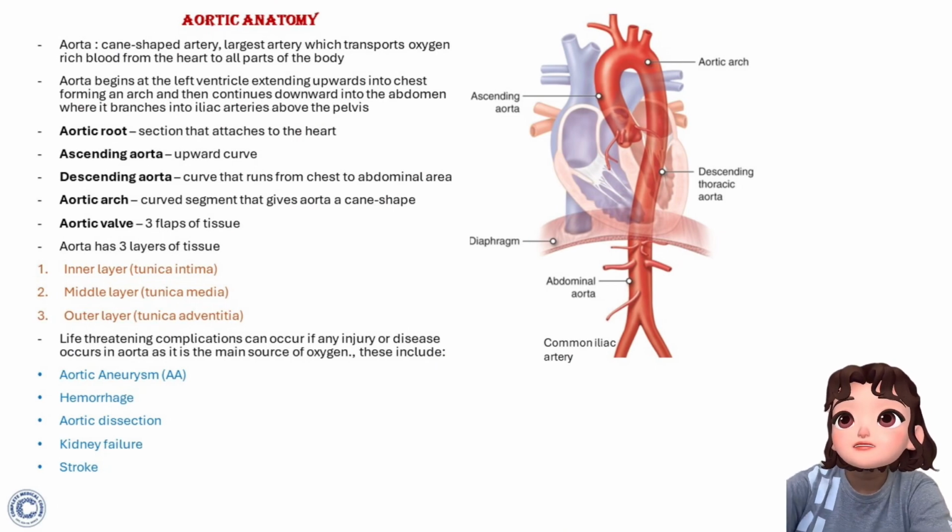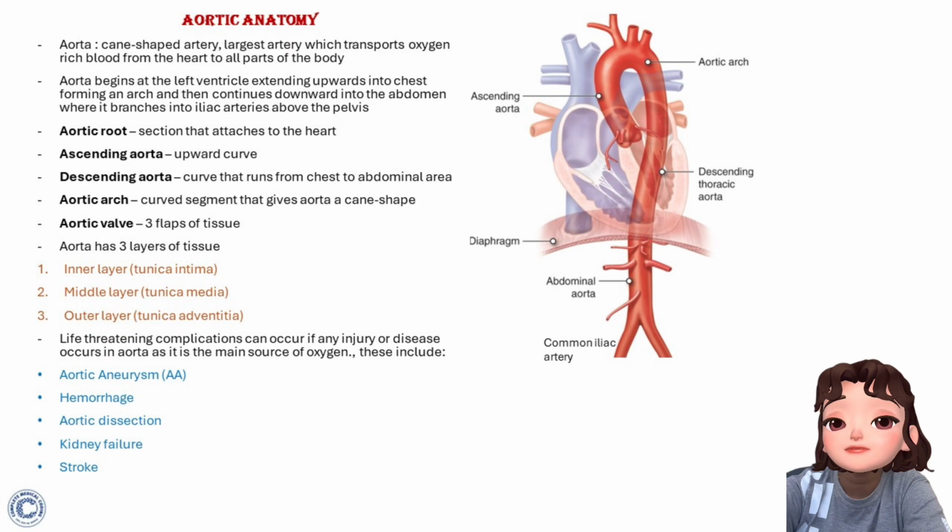Now let's look into the aortic anatomy. Aorta is a cane-shaped artery. Its shape is kidney-shaped, cane-shaped, and it is the largest artery that transports oxygen-rich blood from the heart to all parts of the body. Aorta begins at the left ventricle. You can see in the picture of aorta.